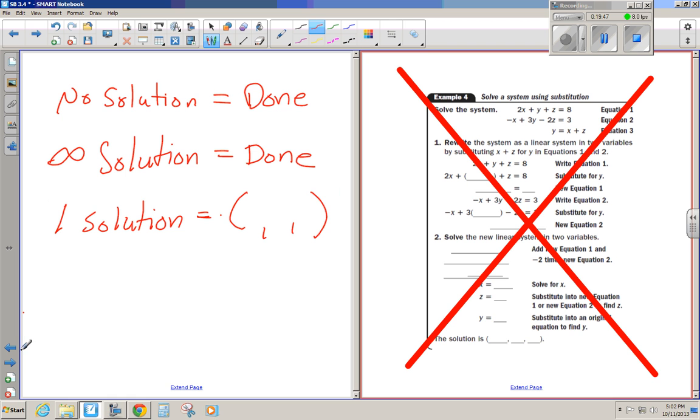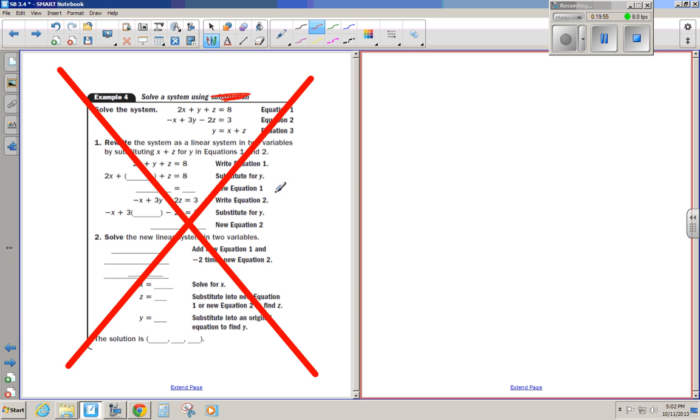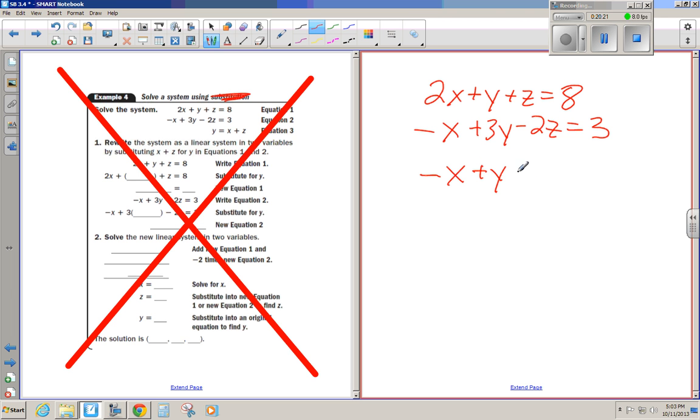All right, so we're not going to be using substitution, so you can cross off example 4. What you would do for this, though, you would want to rewrite the equation. You would want to rewrite y equals x plus z as negative x plus y minus z equals 0. And now you would use the elimination method.